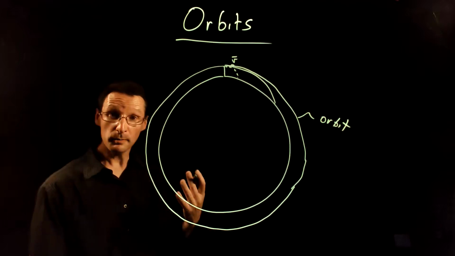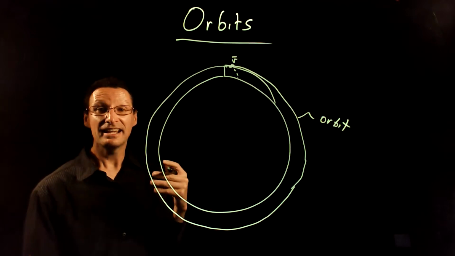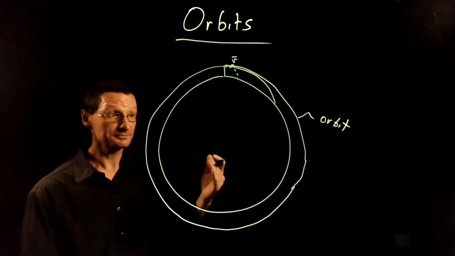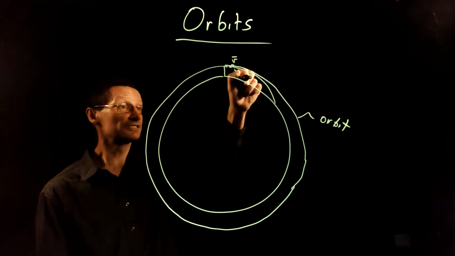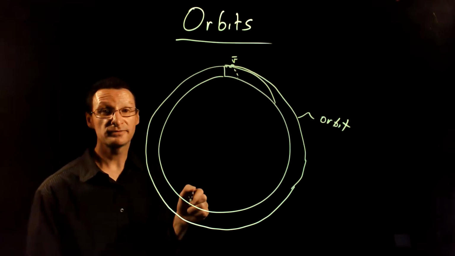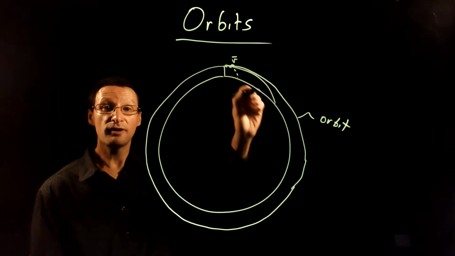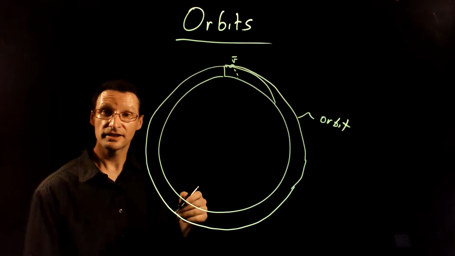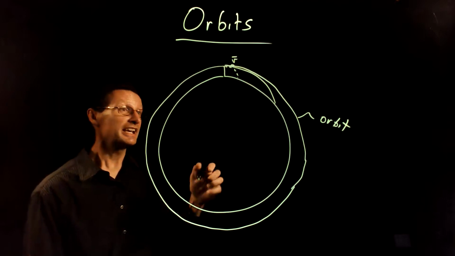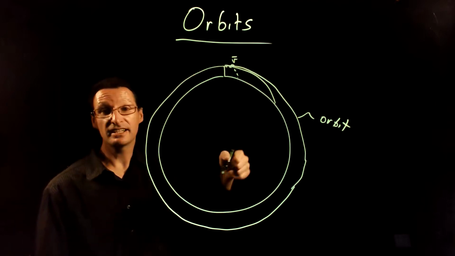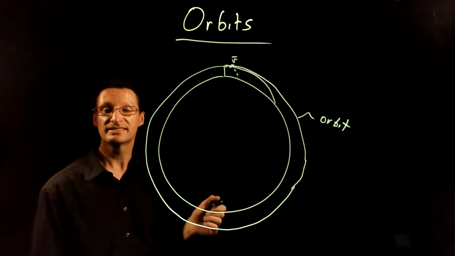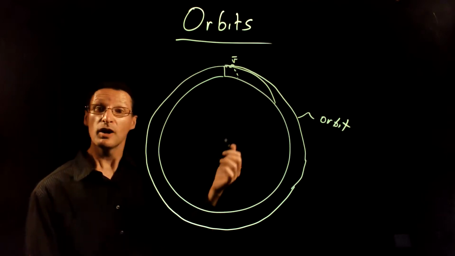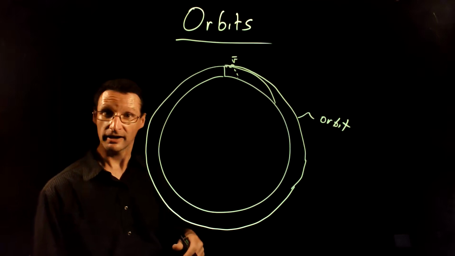Okay, so an orbit really is no different than an object in free fall. It's just that it has such a large sideways velocity that it's falling at the same rate that the Earth is curved. Or in other words, it's falling, but it keeps missing the Earth because it has such a huge sideways velocity. Okay, so hopefully this helps you understand where orbits come from.